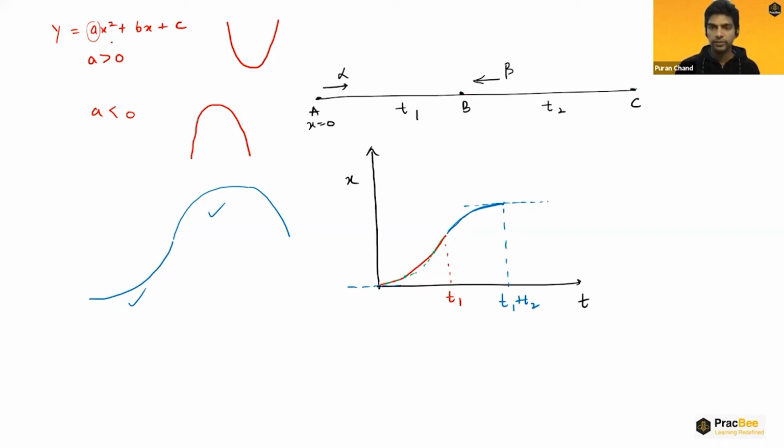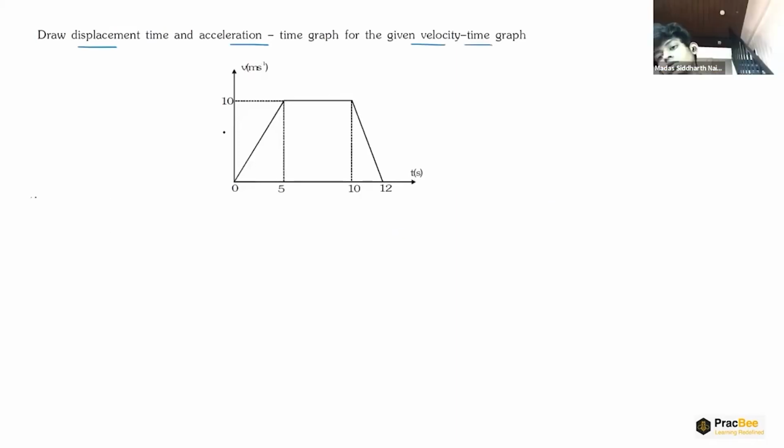Suppose we have this case, let me take one more case. We have been given a velocity time graph. You can see that from 0 to 5 seconds, the particle is accelerating, right? And from 5 to 10 seconds, the graph is flat, so it means the velocity is constant. So we have a uniform motion.